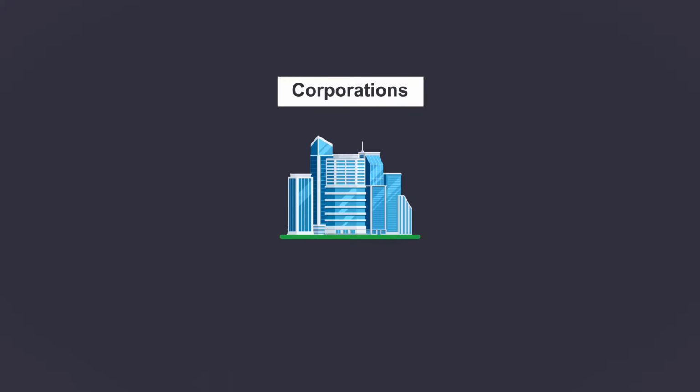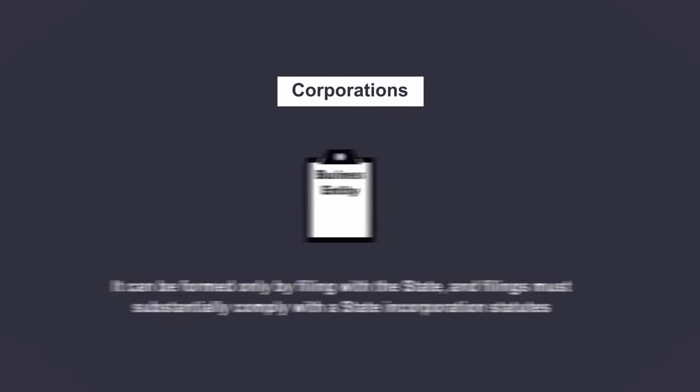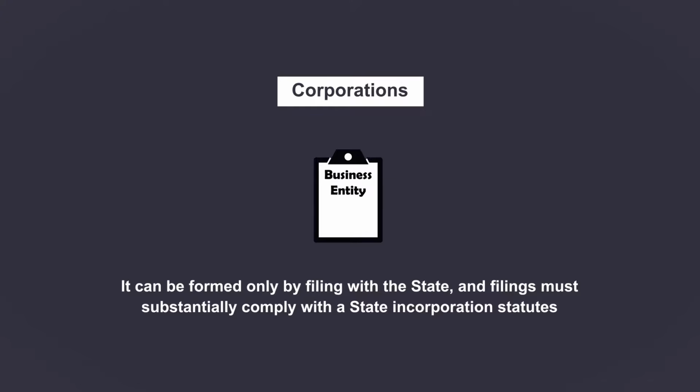Next, we'll move to corporations. A corporation is a business entity whose existence is distinct from those that own it and/or manage it. The main characteristics of a corporation are: 1. It can be formed only by filing with the state, and filings must substantially comply with state incorporation statutes.